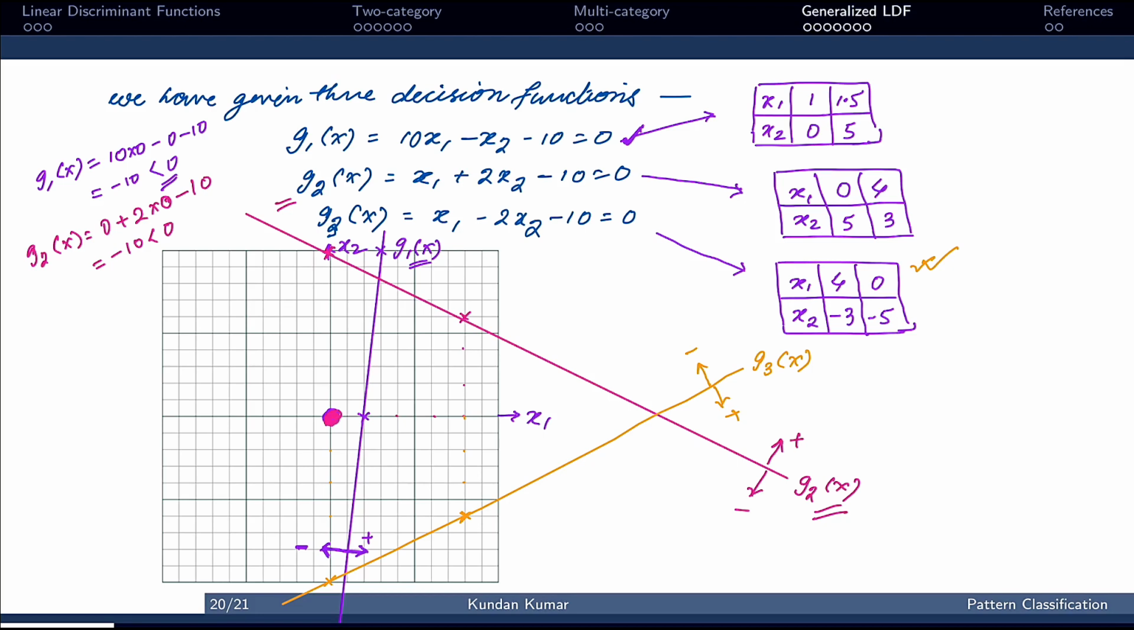Now we have to find the region in which g1(x) is greater than 0 and g2(x) and g3(x) are less than 0. Now scan the individual regions. Here g1(x) is greater than 0, g2(x) is less than 0 because it is in this region, and g3(x) is also less than 0. So it satisfies the condition, and this is our omega 1. So we can say that this region belongs to class omega 1.